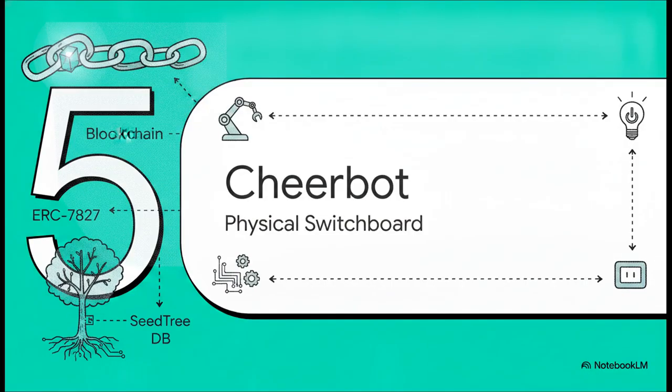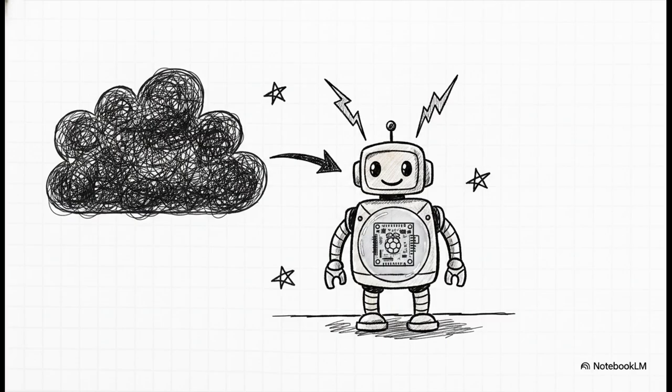Section 5. Cheerbot. The physical switchboard. So, what happens when you combine the passive digital truth of ERC 7827 with the active local execution of SeedTree DB? Well, you get pure physical automation. Meet the Flow X42 Cheerbot. It acts as your very own physical gonzo field journal. Tucked inside this cheerful little 3D printed collectible shell is a localized Raspberry Pi microhost. It completely bypasses complex legal contracts and centralized cloud intermediaries to act as a fully functioning robotic switchboard right there on your desk.